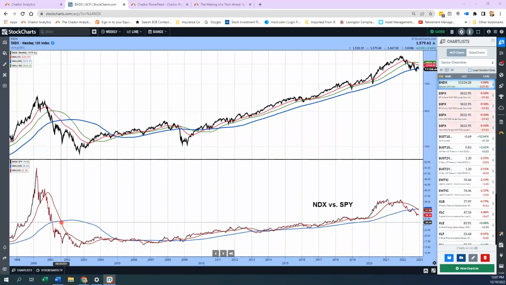Now, if you look at my crosshairs, that coincided with the 55 EMA crossing under the 200 on the index itself. We're not there yet, but we're pretty close, right? Closer than we've been in quite a while. And really the last time that did happen was toward the end of 2008. And we know what happened in that last quarter of 2008.